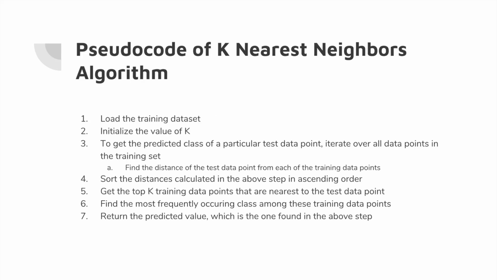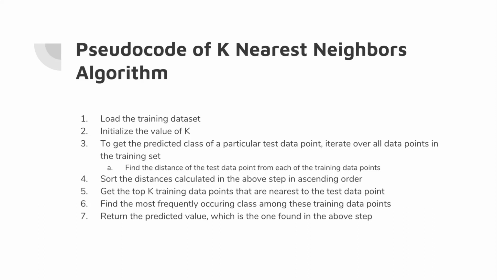Okay, so now we'll discuss the pseudocode of the k-nearest neighbors algorithm. Basically, we load the training data set, as we do in the case of all the algorithms, and then we initialize the value of k. Now this k has to be chosen very carefully so that the decision boundary formed by the algorithm is neither too complex nor too simple.